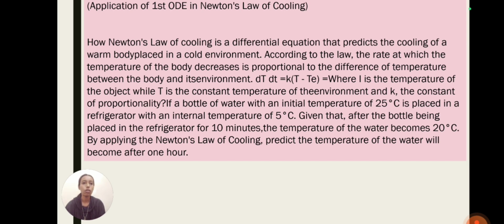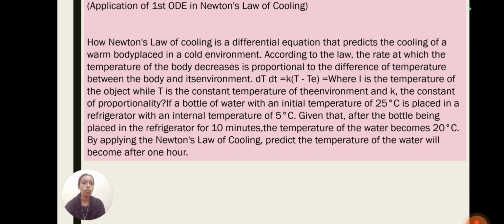Application of first order differential equation in Newton's law of cooling. How Newton's law of cooling is a differential equation. It predicts the cooling of a warm body placed in the cold environment. According to the law, the rate at which the temperature of body decreases is proportional to the difference of temperature between the body and its environment. dT/dt equals k times (T minus Te), where T is the temperature of the object while Te is the constant temperature of the environment and k the constant of proportionality.